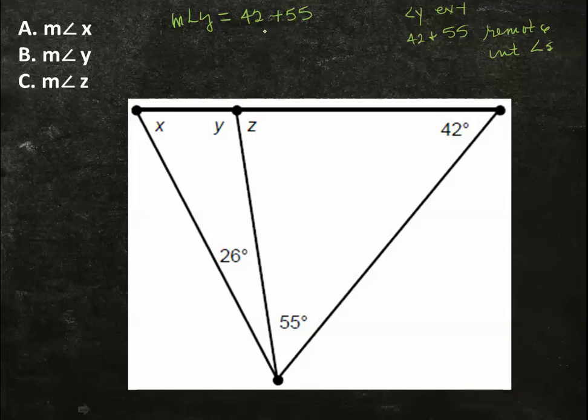So 42 and 55 will give me 97. So the measure of angle Y is going to be 97 degrees. Now I can figure out the measure of angle X by adding 26 and 97 together because of the triangle sum theorem. I'm going to put the measure of angle X equals the measure of angle Y plus 26.